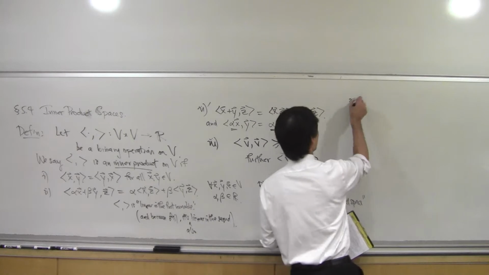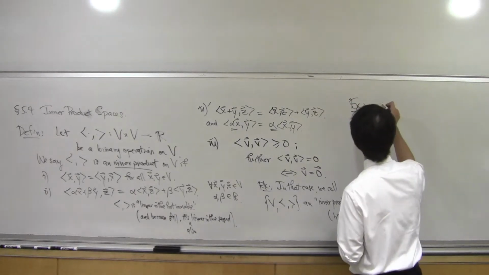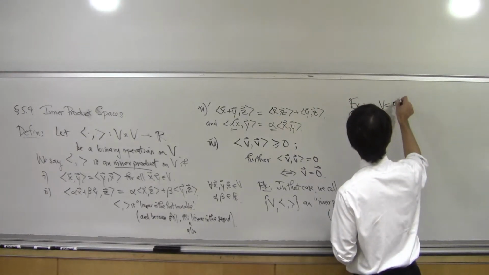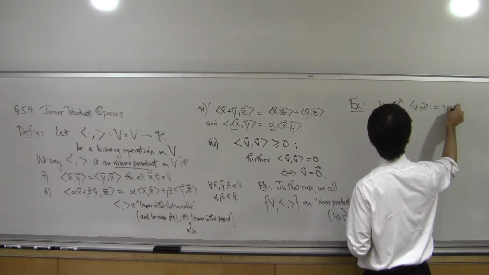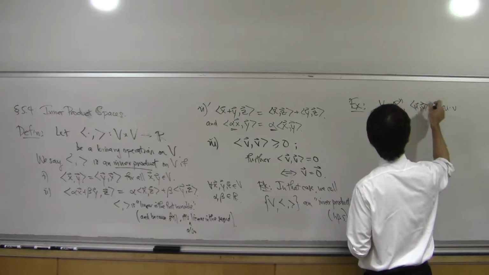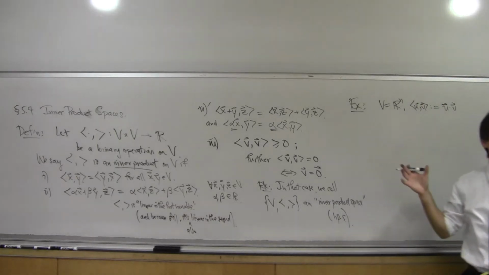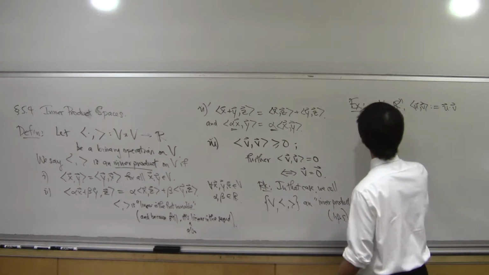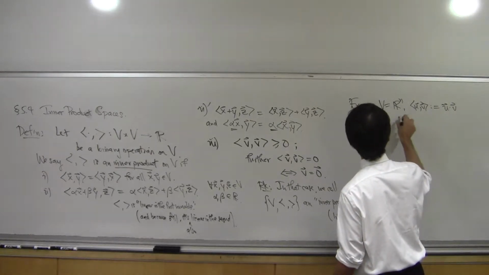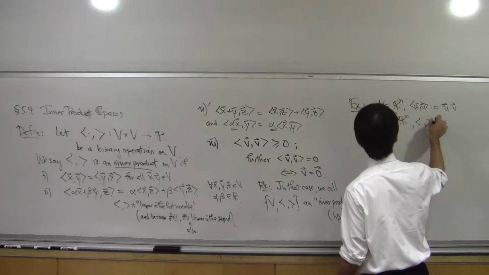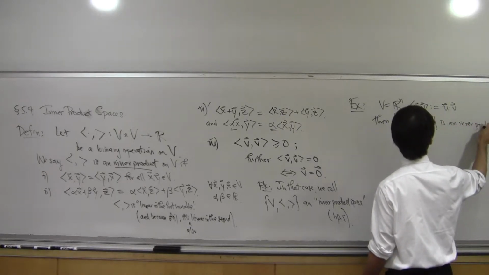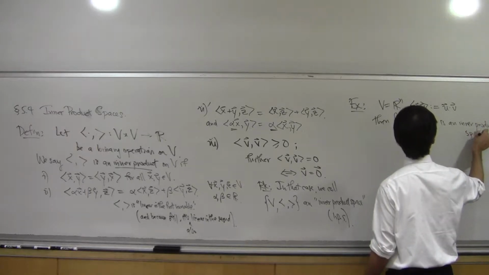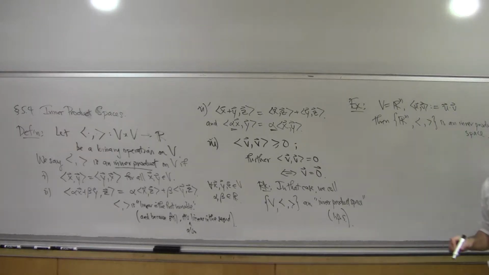Okay, so the simple example is if V is Rn and our inner product is the dot product, right? Then Rn with this dot product is an inner product space, because it satisfies all those 3 properties.